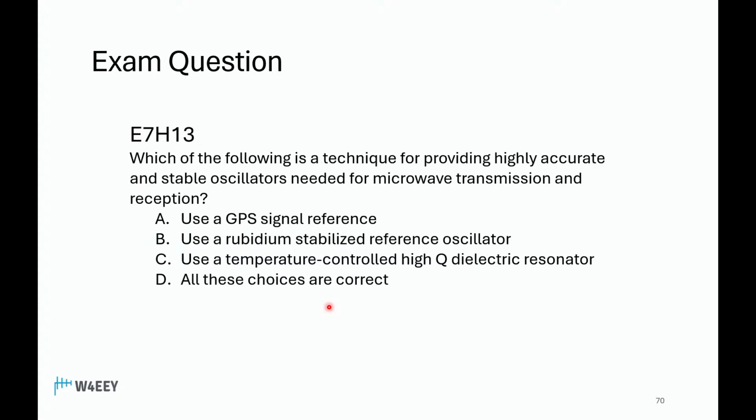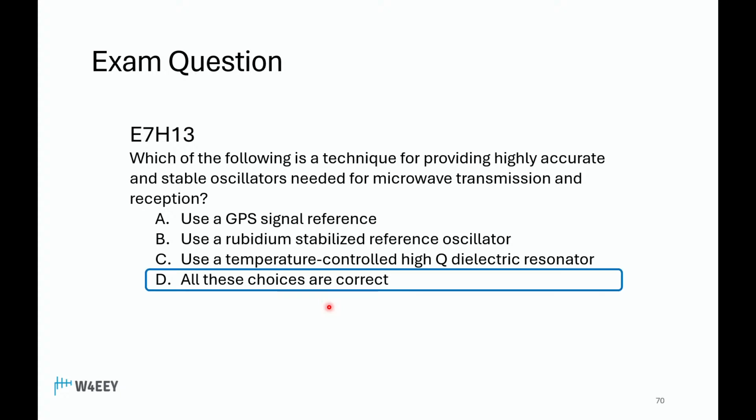Which of the following is a technique for providing highly accurate, stable oscillations needed for microwave? Bravo. Well, Bravo is correct, but is anything else correct? Alpha. Alpha is correct. Okay, it does turn out to be Delta. Yeah, all of these. So we had lots of right answers there, but the one that you'll need for your exam is this one. All of these.